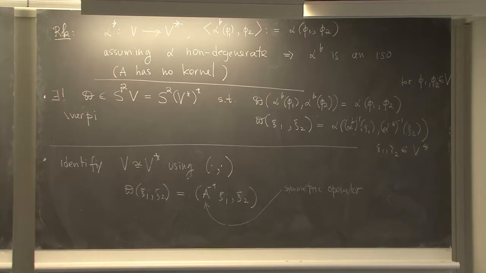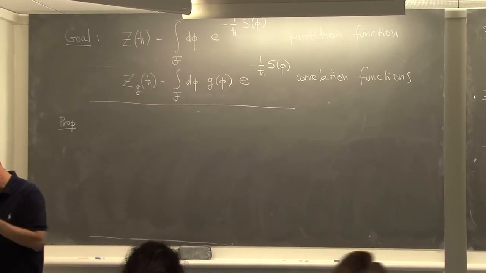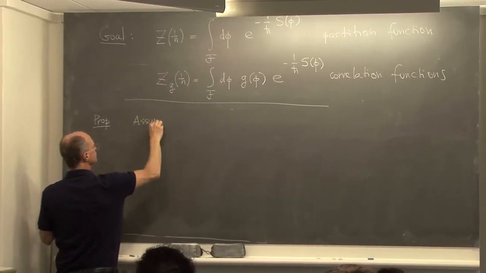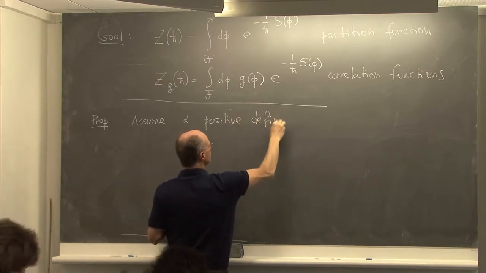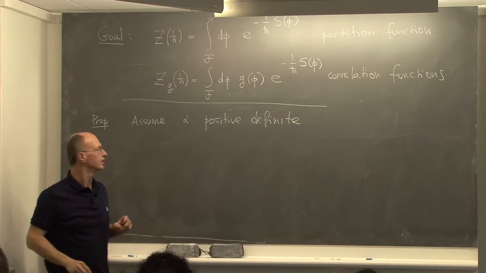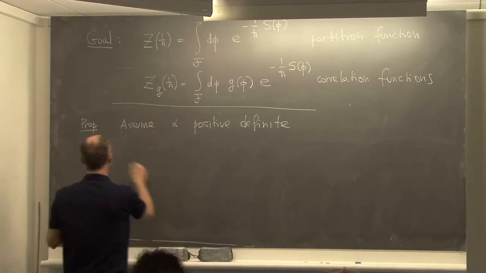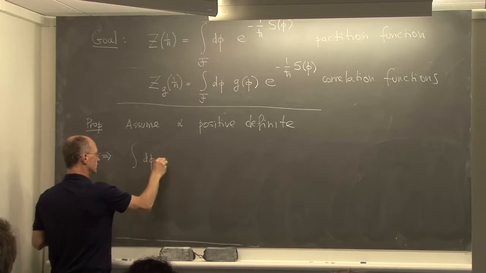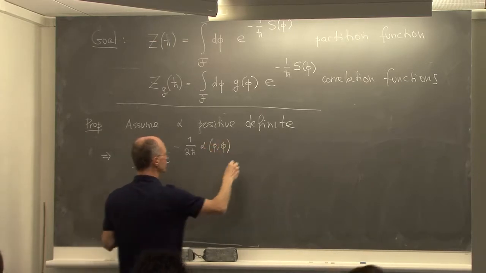So I would like to continue with a very simple elementary proposition just about the integrals. So let's assume that this quadratic form alpha is positive definite. This is needed for existence of integrals. Then there is the following Gaussian integration formula that I would imagine you would recognize more or less at once.